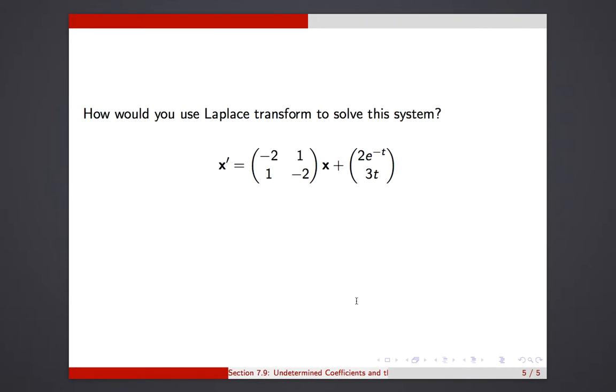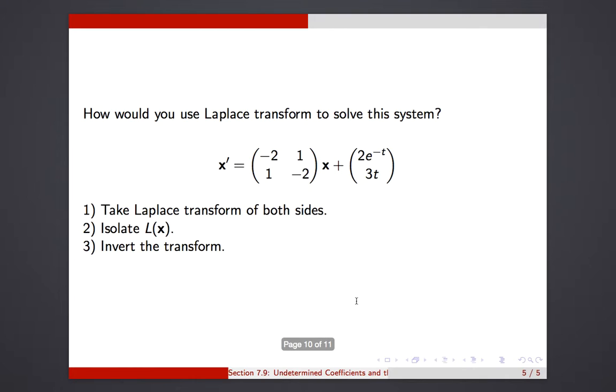How do you think you would use a Laplace transform to solve this system, when you have matrices floating around? Your answer would be, well, it probably works just like it did before. You're going to take the Laplace transform of both sides. Before, we had to think about the Laplace transform of y prime. When I have a prime on a vector, presumably there's a way to take the Laplace transform of vector primes now. And guess what? There is. Then you would isolate Lx, and then you would invert the transform, and be done. It works just like chapter 6.